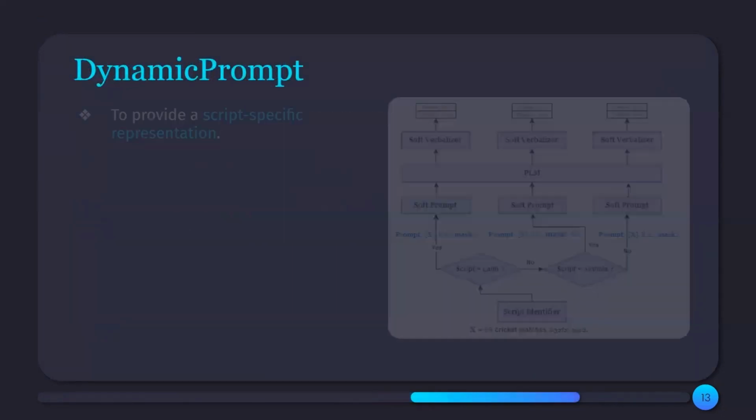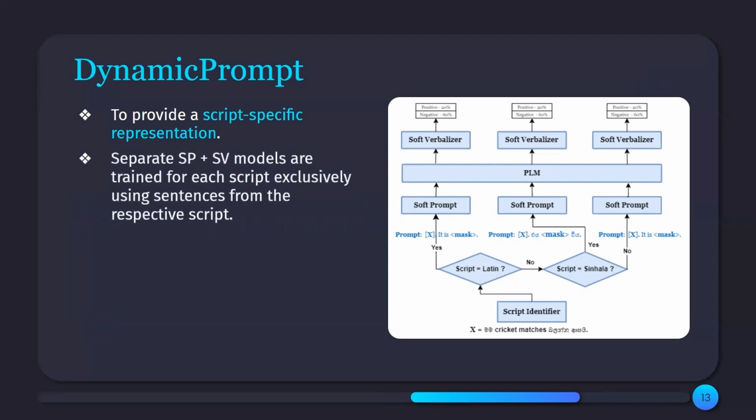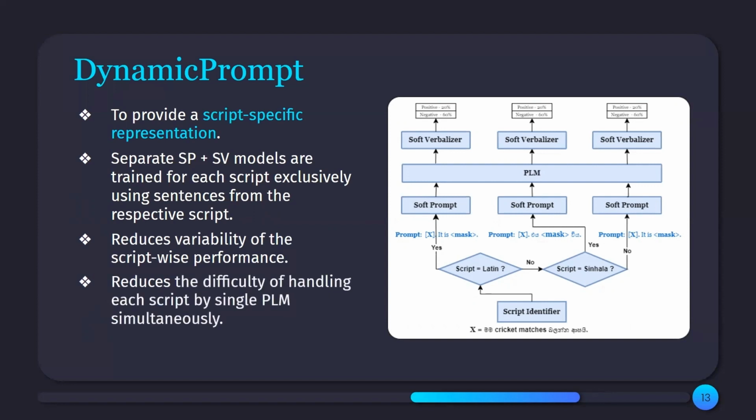Dynamic prompt. Dynamic prompt is a technique employed to provide a script-specific representation in code mixed text classification. It involves training separate soft prompt soft verbalizer models for each script category, exclusively using sentences from the respective script. This approach reduces the variability of script-wise performance. This makes it easier to handle each script individually, rather than relying on a single pre-trained language model to handle all scripts simultaneously. By adapting dynamic prompt, we aim to improve the accuracy of our code mixed text classification tasks by leveraging script-specific representations.